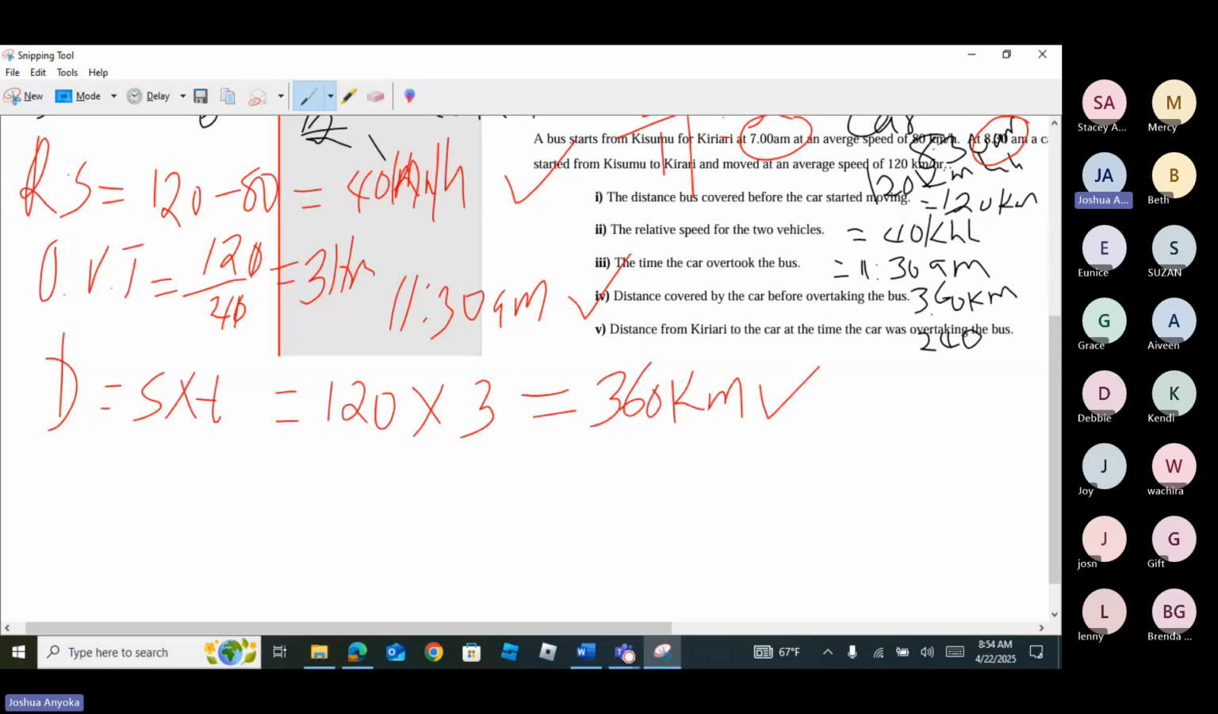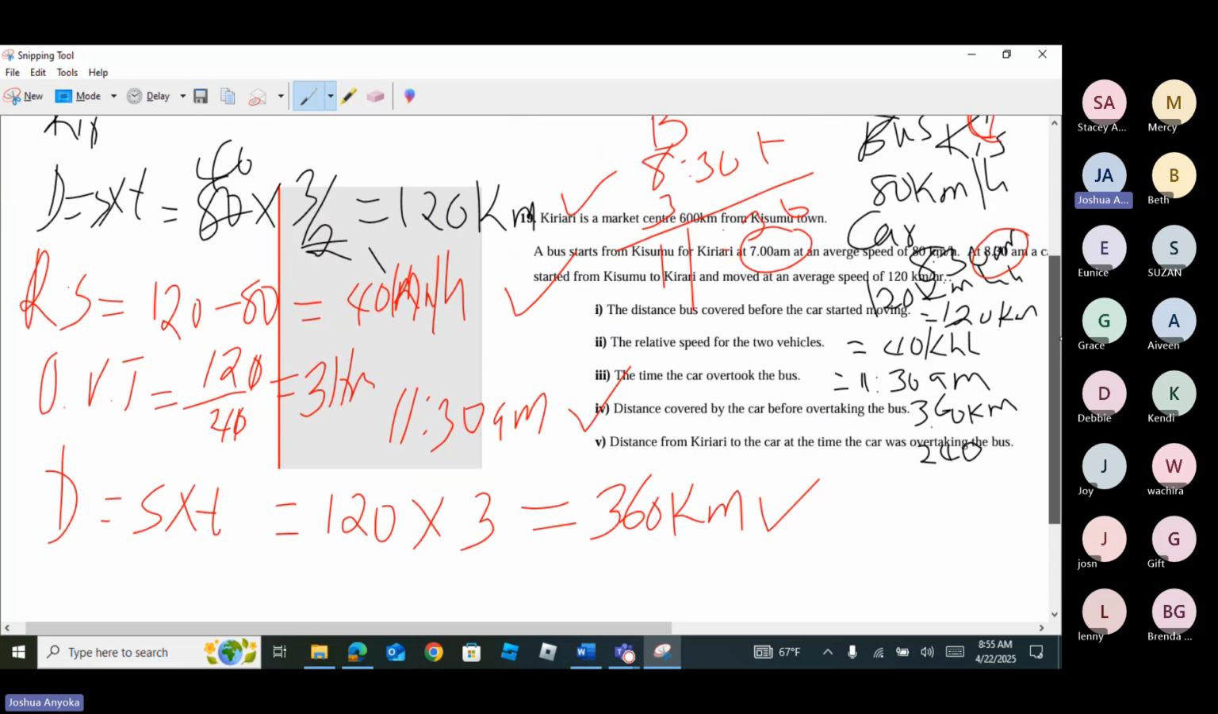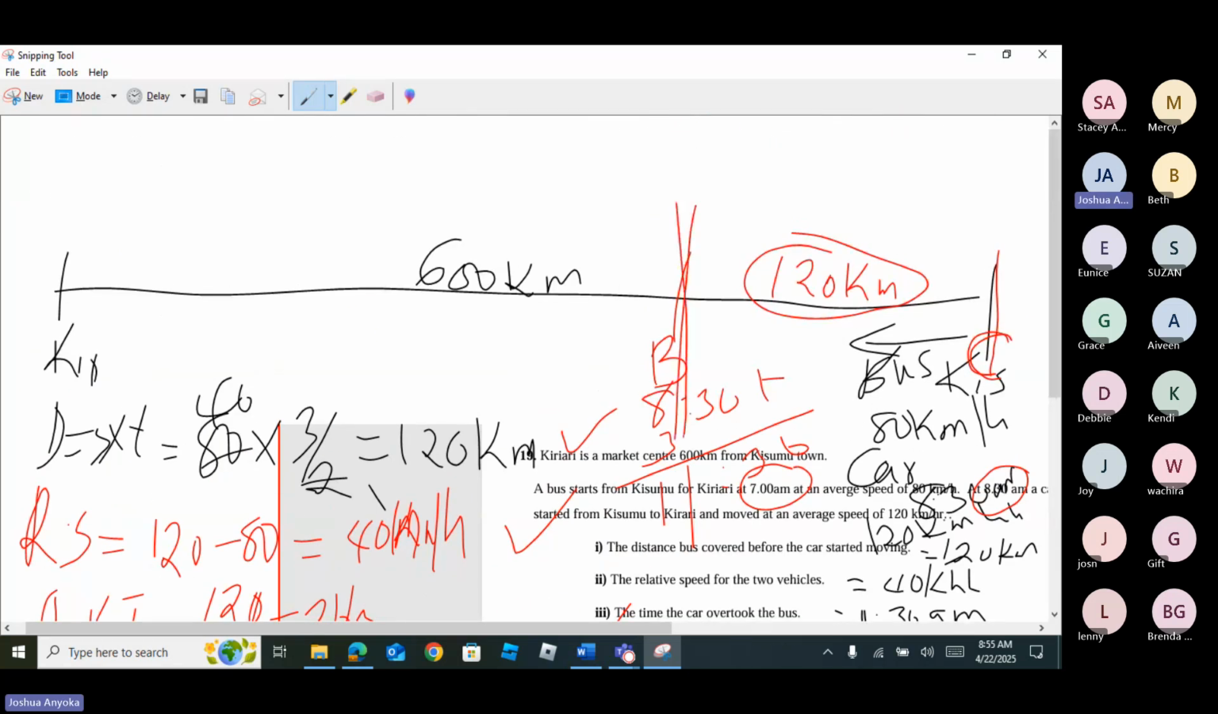Distance from Kriari to the car at the time the car was overtaking the bus. Let's get back here. Overtaking took place at 360 kilometers. That's the car moved 360. And the bus will move which distance?